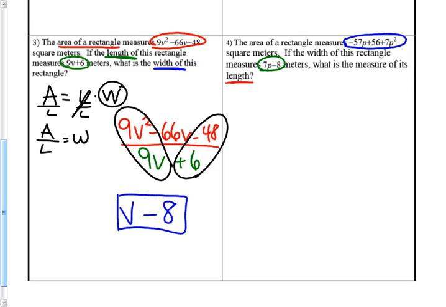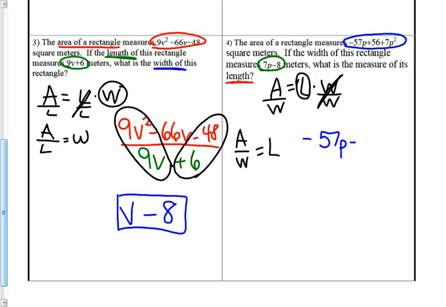So this time they reversed the length and width here. But we're going to solve it the same way because area is length times width. So if we're looking for the length this time, I have to take the area and divide it by the width in order to get the length. So area divided by width equals length. So let's take our area, negative 57p plus 56 plus 7p squared, and we're going to divide it by 7p minus 8.